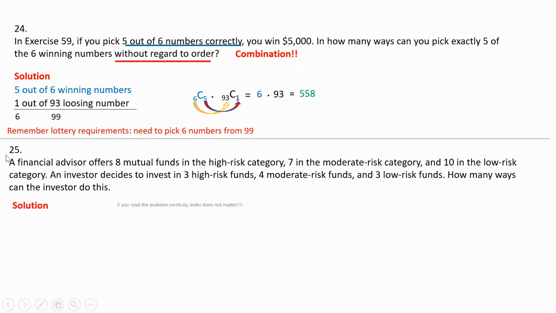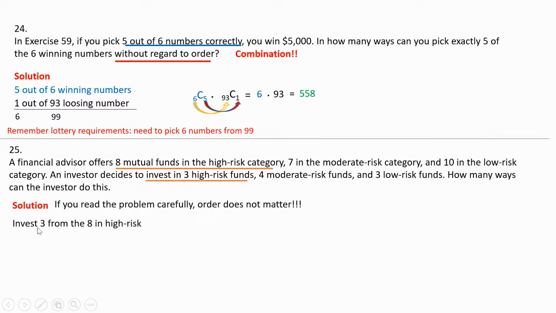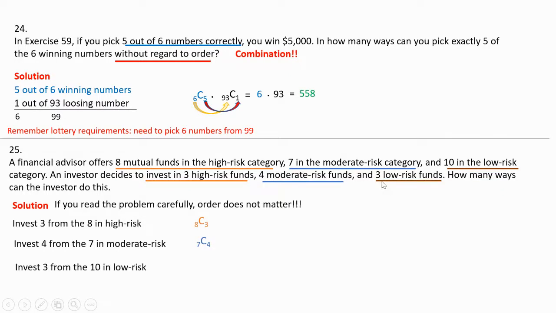Okay, so let's do this. Solution. Again, if you read the problem carefully, order does not matter. So we have 8 mutual funds in high risk, and they want 3, so it's going to be 8 combination 3. And then for the second part, we have 7 in moderate risk, and they want 4, so it's going to be 7 combination 4. And finally, they have 10 in low risk, and they want to choose 3 from there, so it's going to be 10 combination 3.